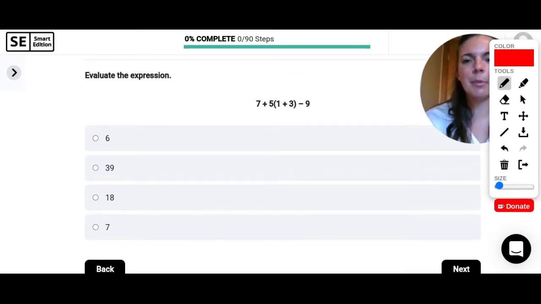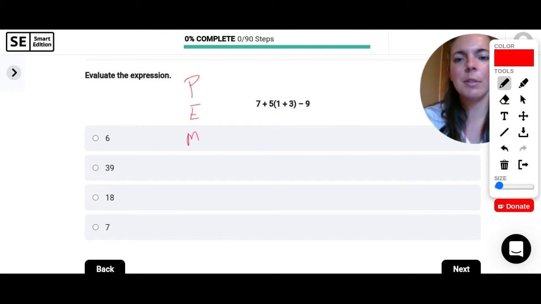Okay, here's an order of operations question for us. We need to use PEMDAS. So this would be the order in which we will do our operations. Start in your parentheses, 7 plus 5, and then 1 plus 3 would be 4. Okay, so I did my parentheses.